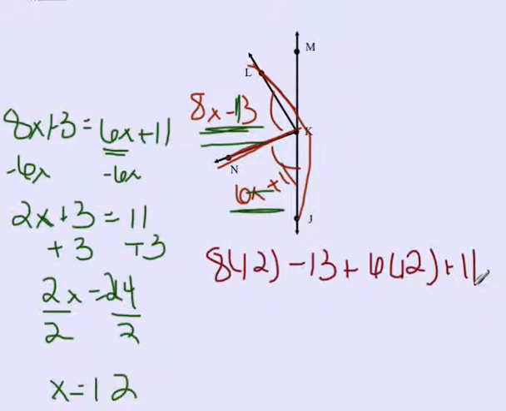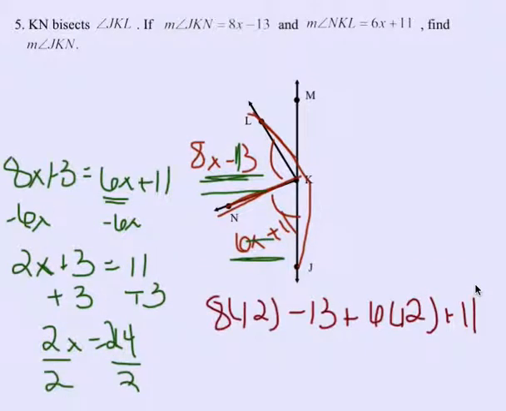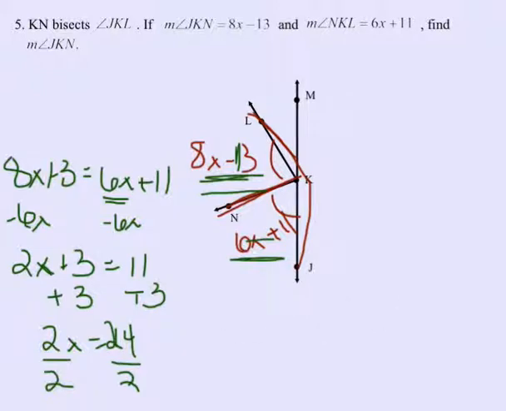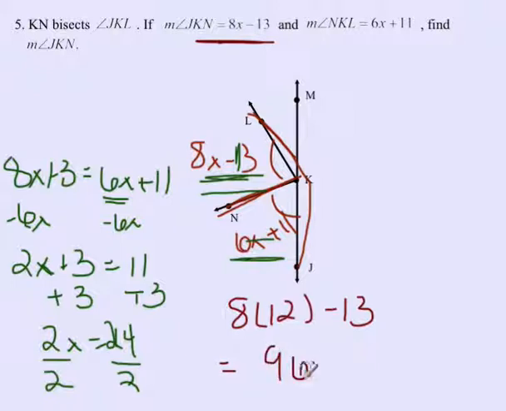Okay, so are we just looking for JKN? We're just looking for JKN, so ignore that. I'm having a struggle bus, guys, I'm sorry. So JKN is this guy right here. So all we have to do is just this part. So I'm substituting in 12 for x. So then I'm going to get 8 times 12 minus 13, so that's 96 minus 13, and that's going to give me 83 degrees. So JKN is an acute angle, and it's equal to 83 degrees.